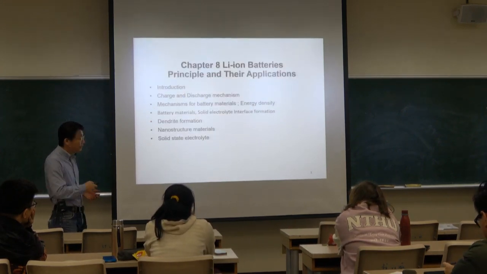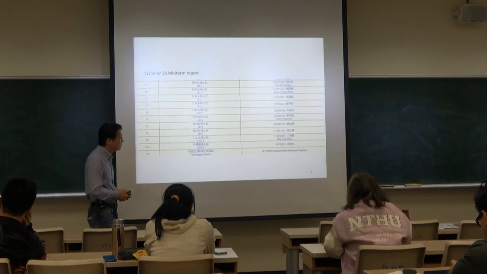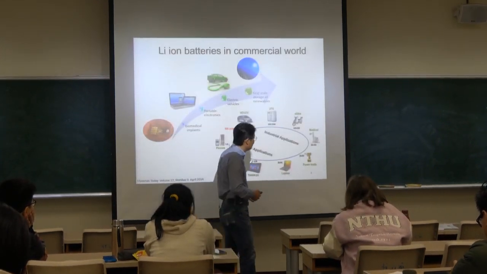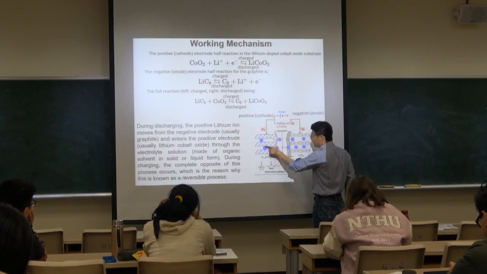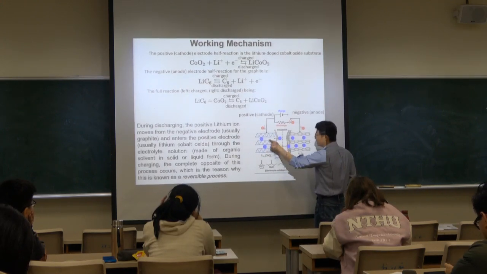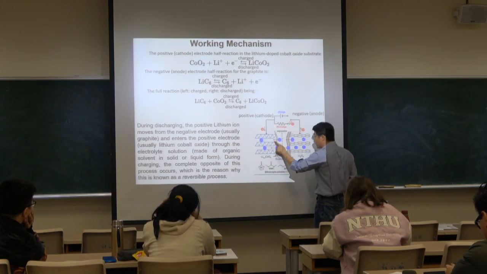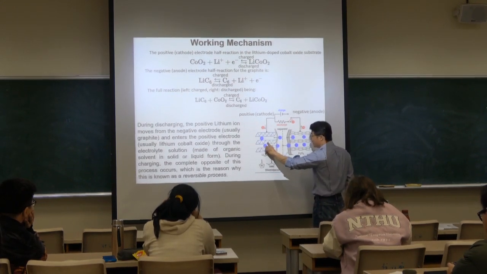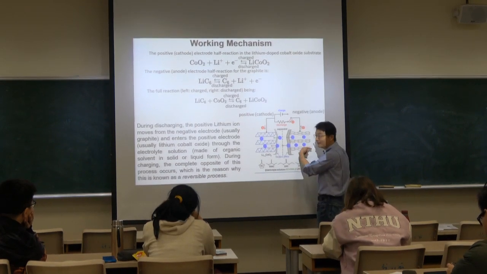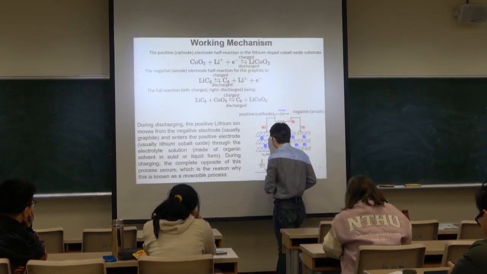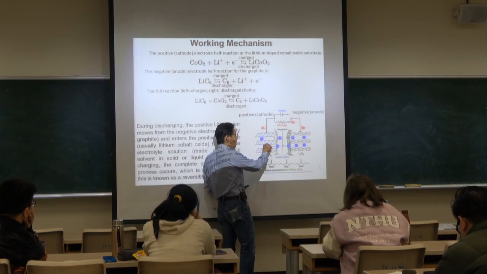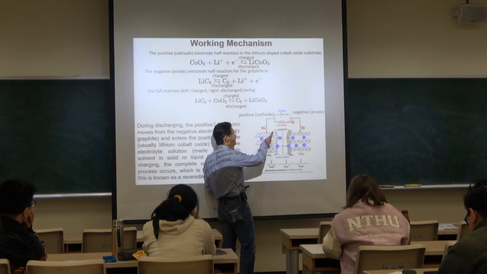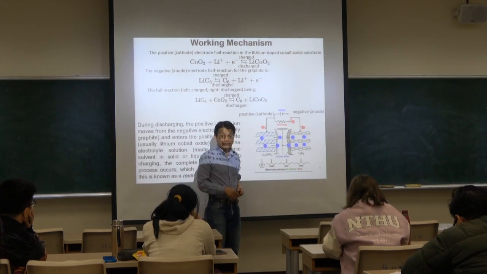And then dendrite formation. Dendrite formation is one of the issues, because the lithium penetrates and transfers here, so it accumulates. So here is discharge, charge, discharge, charge, discharge. Finally, some of the lithium cannot come back. Therefore, as time goes by, you will see the lithium progressively accumulate, and it becomes like a dendrite.